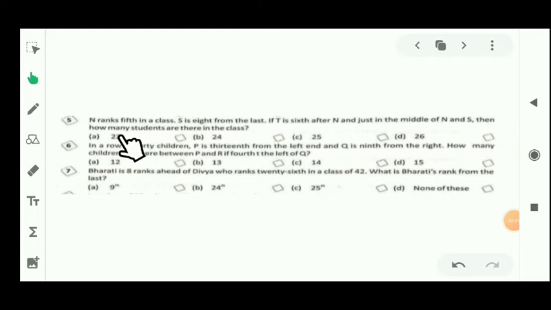Now let's see student question number 5, that is, N ranks 5th in a class. S is 8th from the last. T is 6 after N and just in the middle of N and S. Then how many students are there in the class?